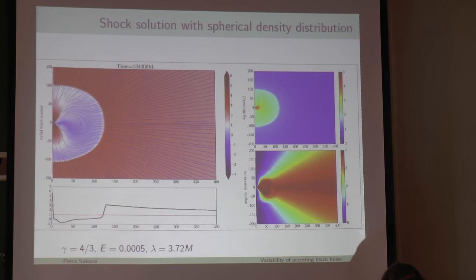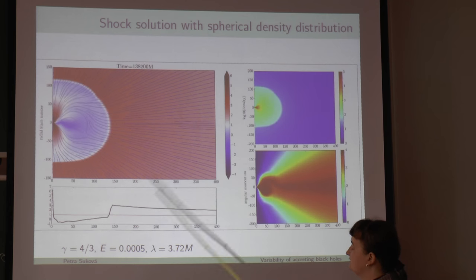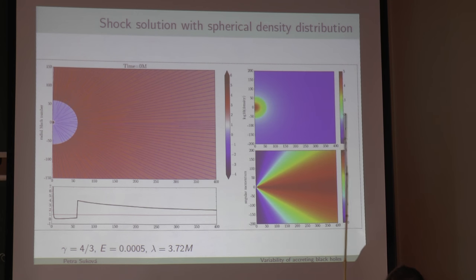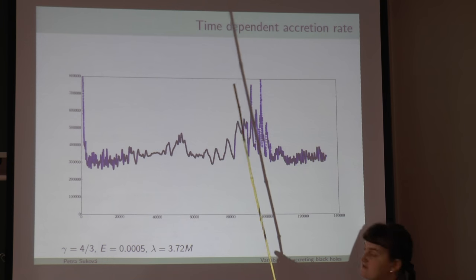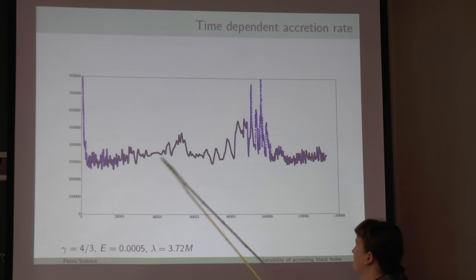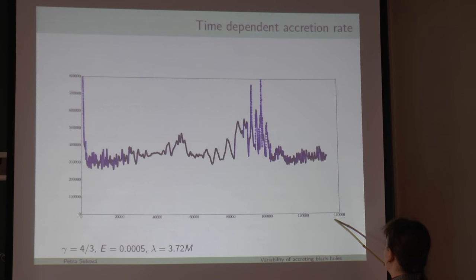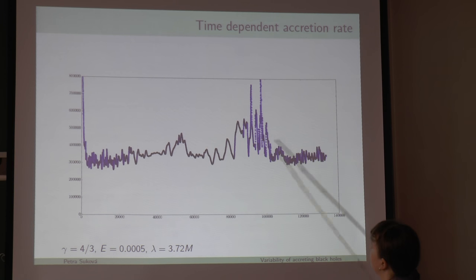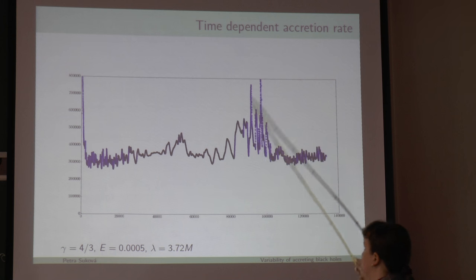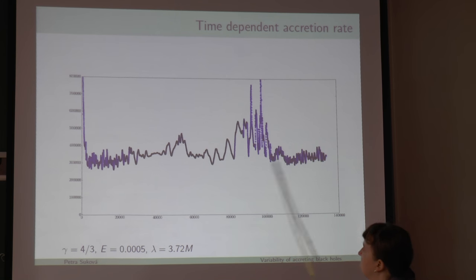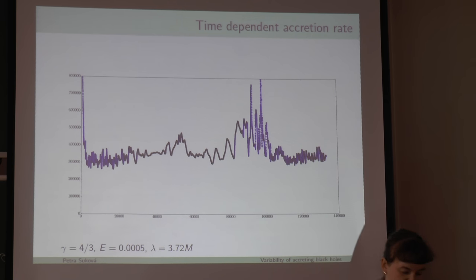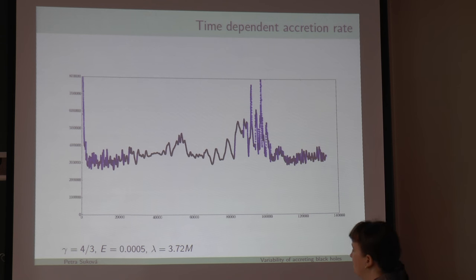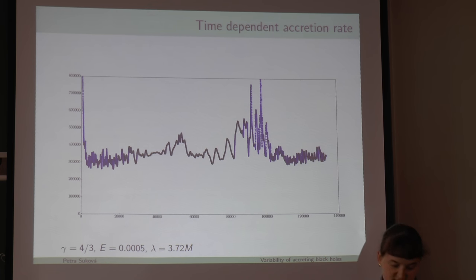And I can also show you, because in this HARM code you can look at the mass accretion rate through the inner boundary of the grid. So for this simulation it is here, I went up to 150,000, and you can see that there are some oscillation spikes and peaks in the accretion rate. So we want to proceed with this type of simulation.